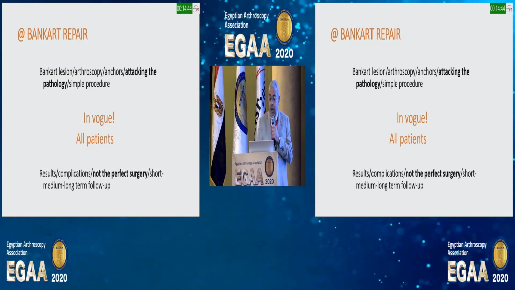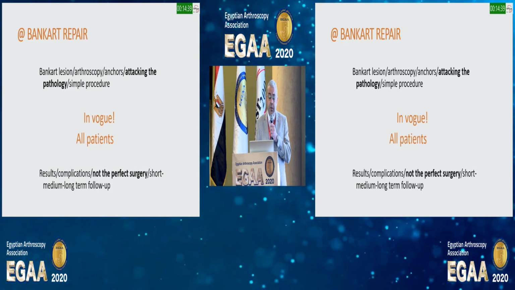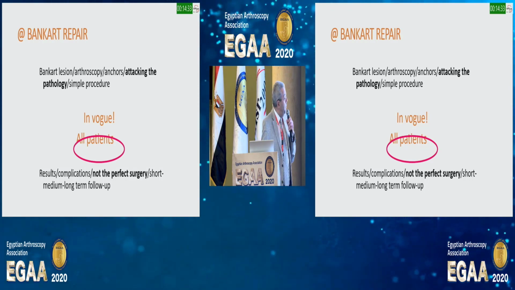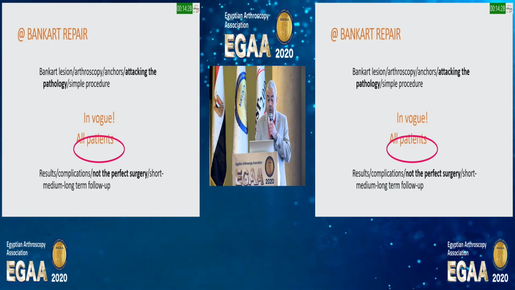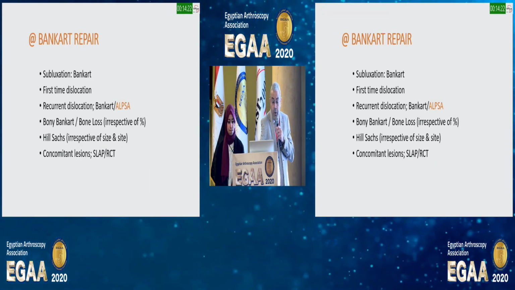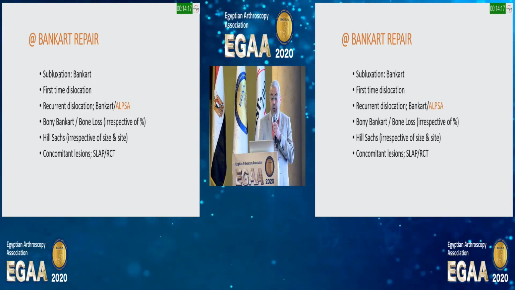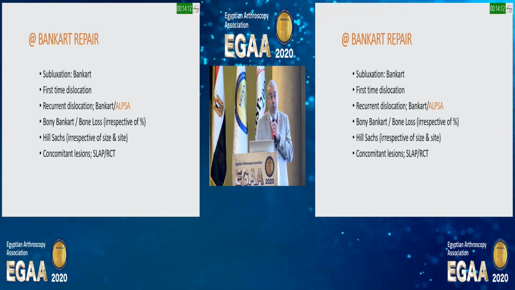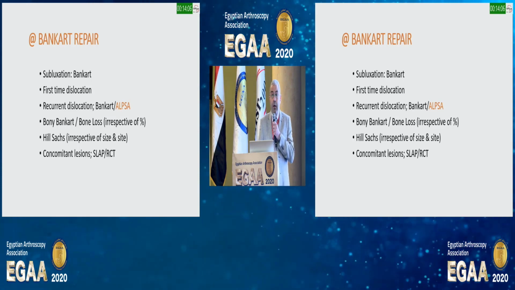Then came arthroscopy, elegant anchors, and we thought that we're attacking the pathology in a simple procedure, which is an arthroscopic Bankart repair. Everything in the beginning is in vogue. It was applied to all patients in the beginning, and then came the results, complications, and we found it's not the perfect surgery for all our patients when reviewing our short, medium, and long-term follow-up. We did it for subluxators, for first-time dislocators, for recurrent dislocation, Bankart, SLAP lesions, bony Bankart, bone loss, irrespective of the percent of bone loss, Hill-Sachs, irrespective of the size and site, and we also attack the concomitant lesions in the same sitting.